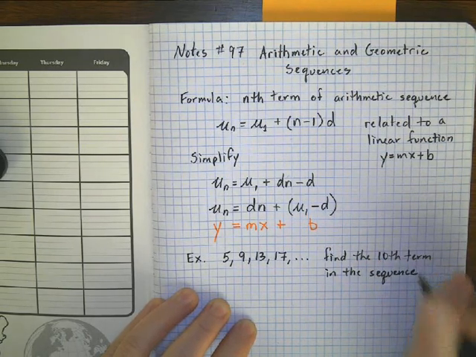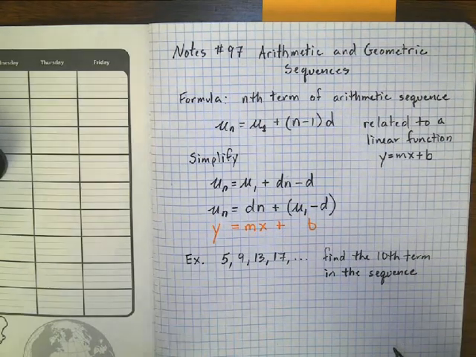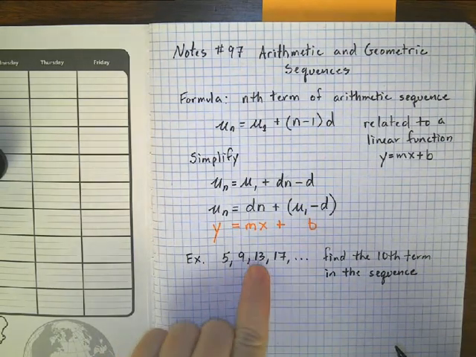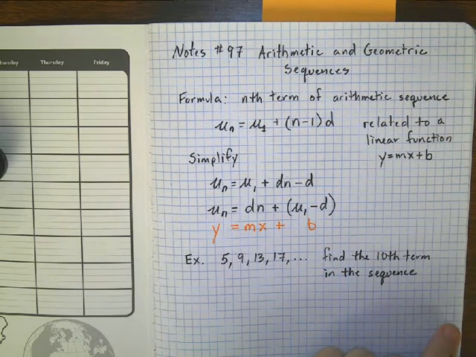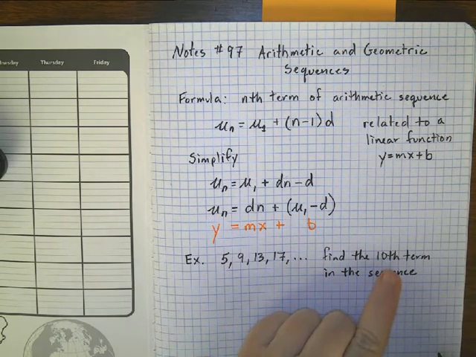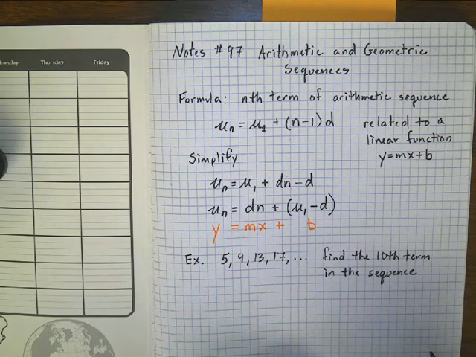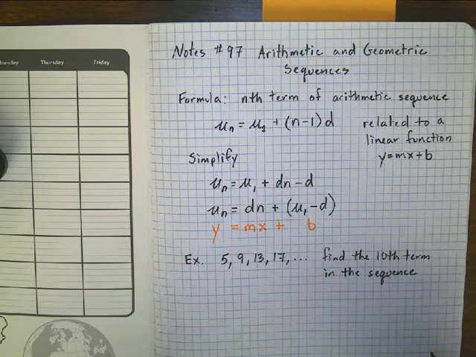So two ways you can do this. You could just figure out, well, I'm adding 4 each time. I can see that. So you could just keep adding 4 until you get to the 10th. But what if I asked for like the 50th or the 100th or the 1000th? That would be kind of a pain. You wouldn't want to just keep adding 4 each time.